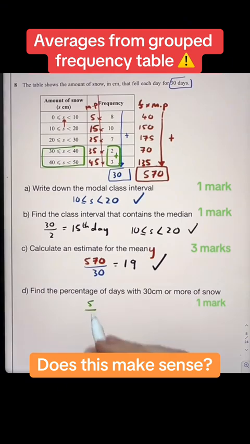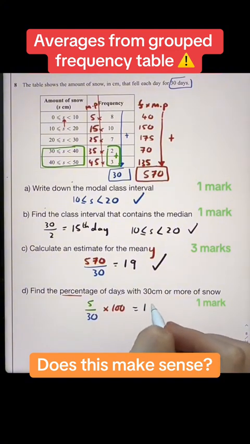We always divide by the total frequency. In this case, we're told there was 30 days. So 5 divided by 30. As we want a percent, we know percent means out of 100. Hence, we now multiply by 100. Substituting into our calculator, that gives us 16.7% when we're rounding to 1 decimal place.